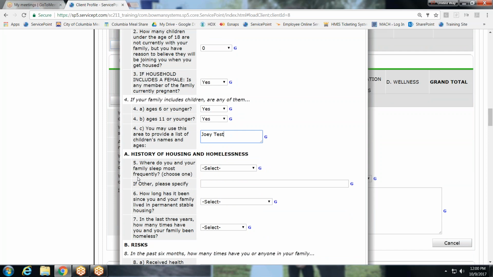Where do you and your family sleep most frequently? Outside. Outside, okay. Because she chose outside, we can put outdoors. And then we may want to get a little bit more specific with this question. Shay, where outside do you all mostly sleep? Finley Park.